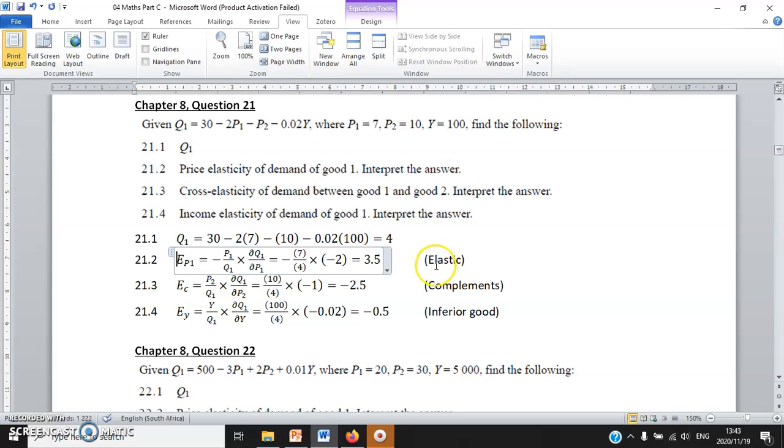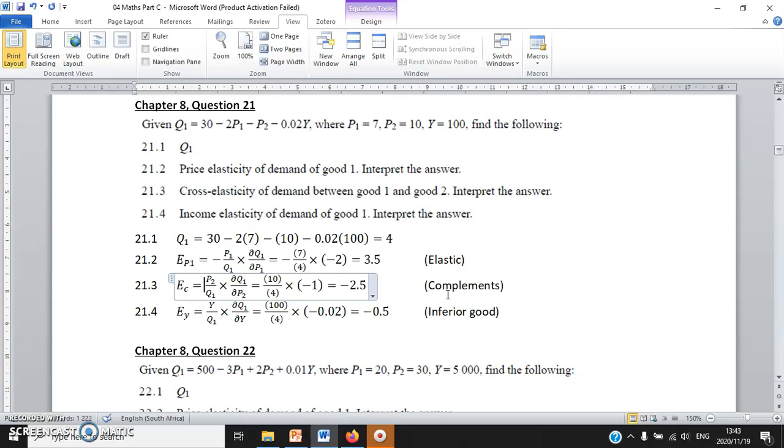of good one. Then the cross elasticity equals P2 given 10 divided by Q1, 4, you derived earlier, times the dQ1 over dP2. It means you differentiate the function Q1 with respect to P2. Then you have minus 1 here. Okay, then the answer is minus 2.5. Then it means the two goods are complements.